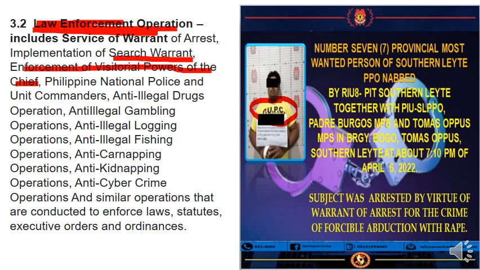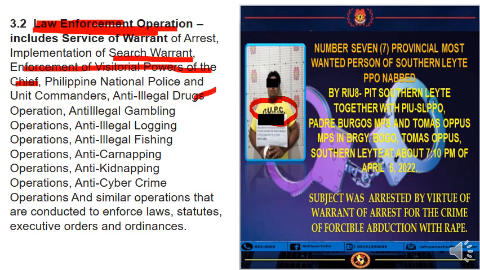PUPC, or person under police custody. If some person is arrested, it is considered a law enforcement operation conducted by our law enforcement agents. That would be the effect of your operation. Anti-illegal logging.